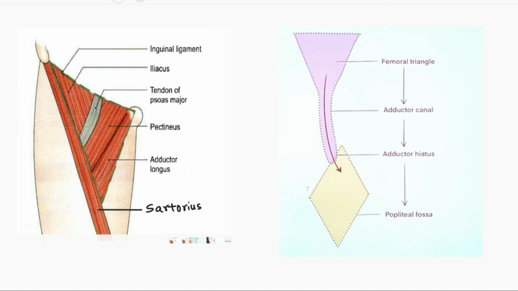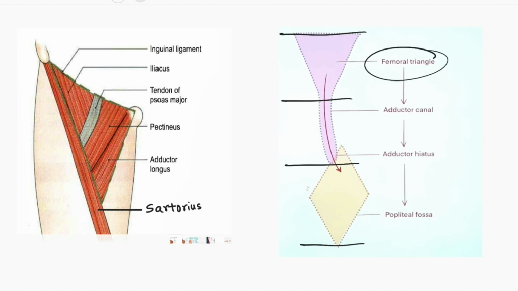The thigh region is divided into three parts: upper one-third, middle one-third, and lower one-third. In the upper one-third, below the inguinal ligament, the femoral triangle is present. In the middle one-third, the adductor canal, and in the lower one-third, the popliteal fossa is present.